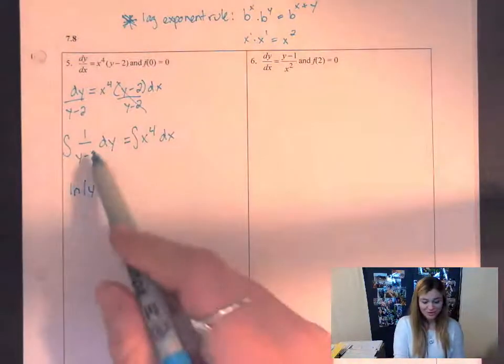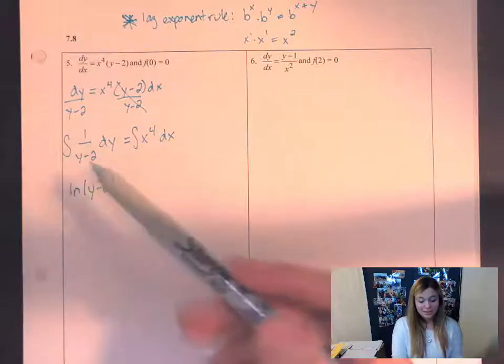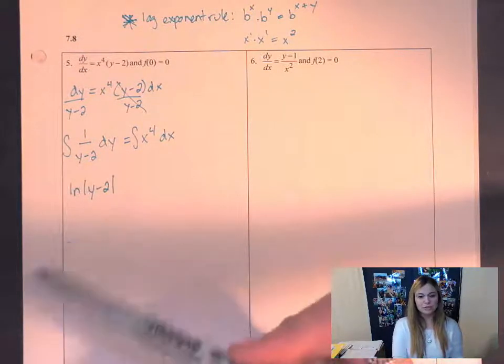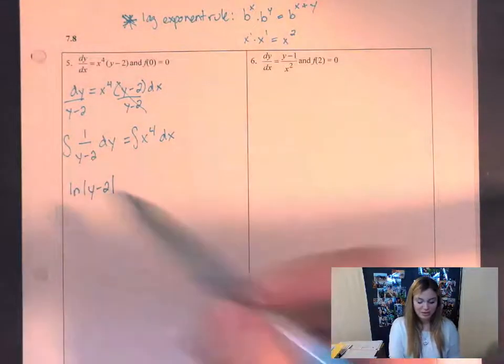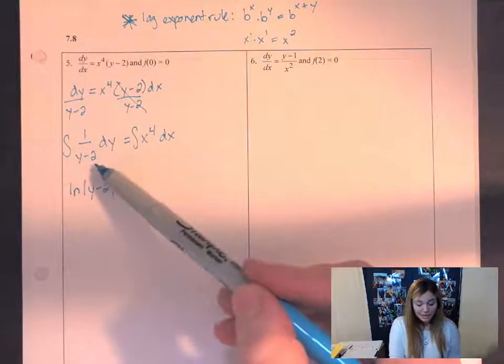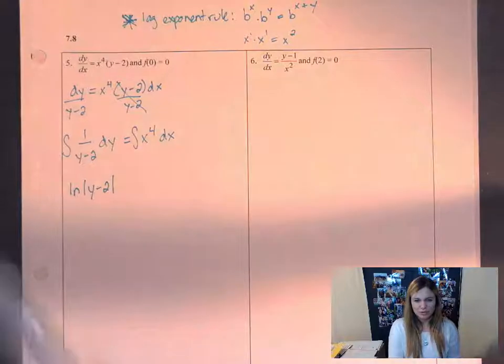The antiderivative of 1 over y minus 2 is the natural log of the absolute value of y minus 2. I'm putting the absolute value just because you can't ever take the natural log of a negative number, so I'm restricting the domain by doing this. There was a problem a few years ago in an AP exam that was pretty mean, so I'm just saying it here.